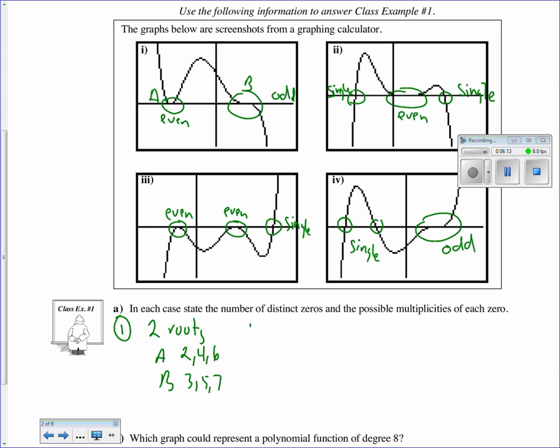In graph 2, or II, I have 3 distinct roots, 3 roots. And going through maybe a few more letters of the alphabet, so that was A, B. I'll go C, A, B, C, D, E. C is a single root. C and E are single roots, so they have multiplicity of 1.